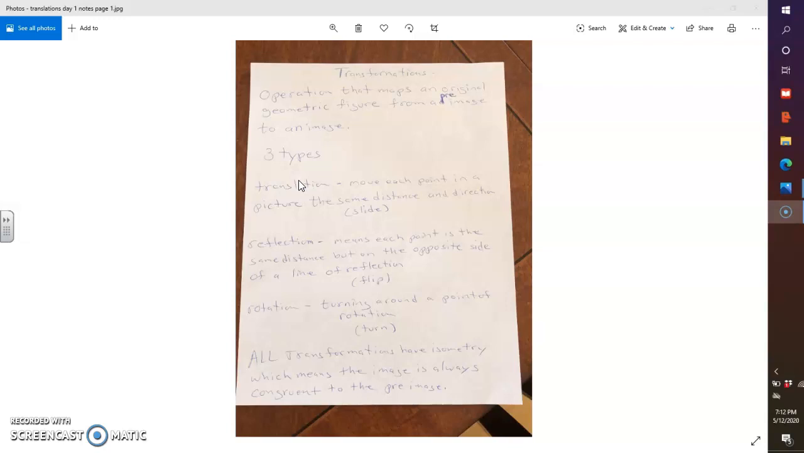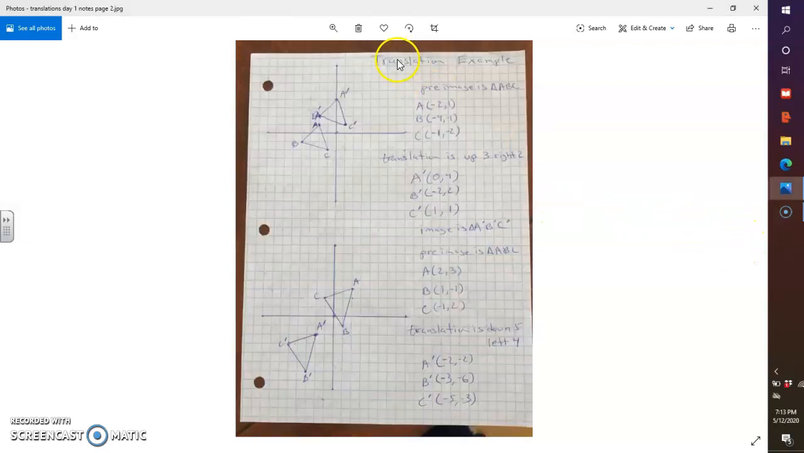All transformations, so translations, reflections, and rotations, have isometry, which means they create congruent images. This is where they're different than dilations, which is what we did at the end of last chapter, because those figures are not congruent, they're similar. With transformations, the figures are congruent. So let's take a look at our first type of transformation, which is a translation.